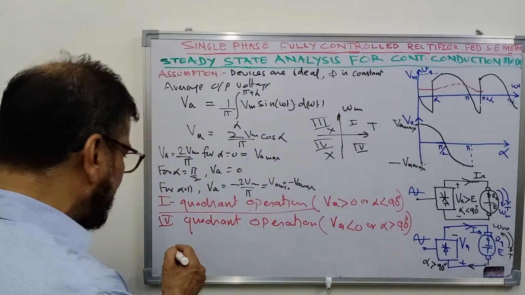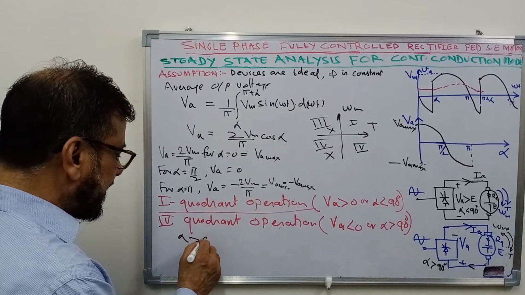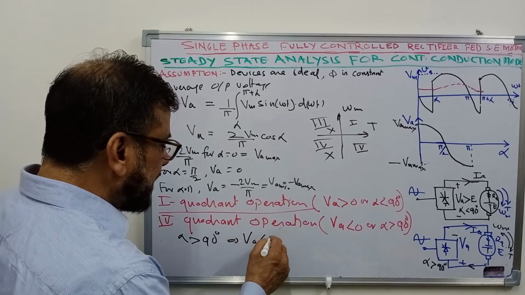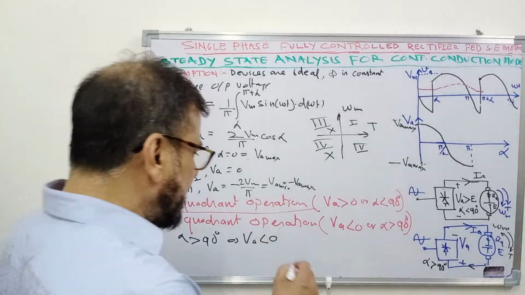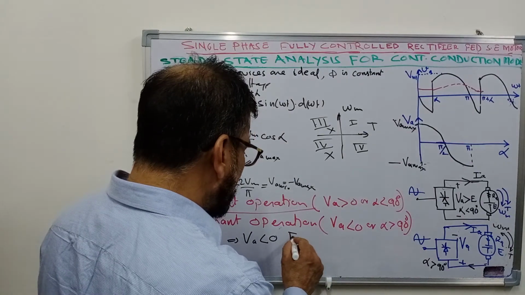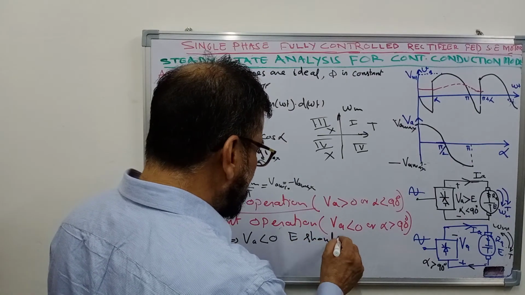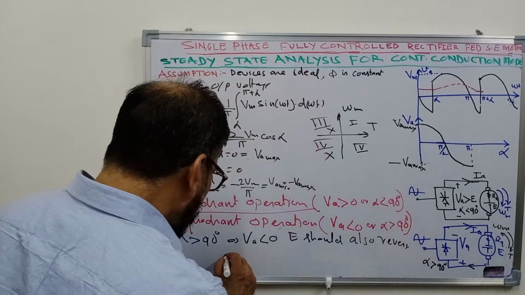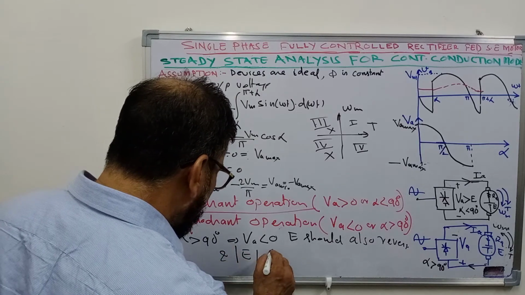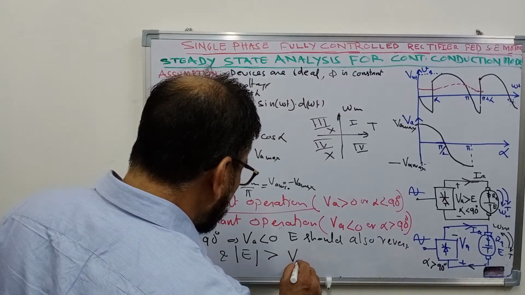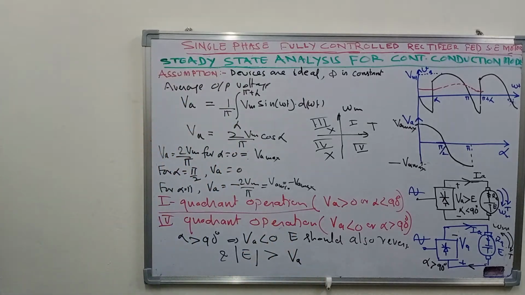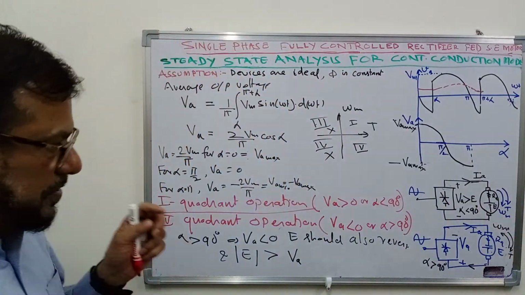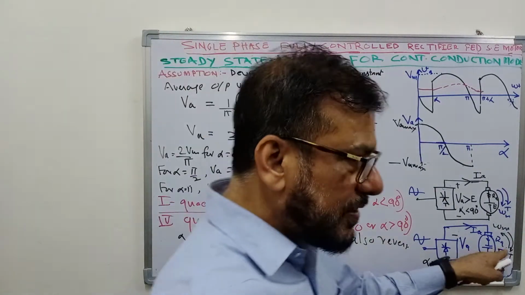So this means that for this mode of operation, alpha should be greater than 90 degrees, making VA less than 0. But you have to maintain that E should also reverse, and the magnitude of E should be greater than the magnitude of VA. Then only can average current flow in the positive direction.